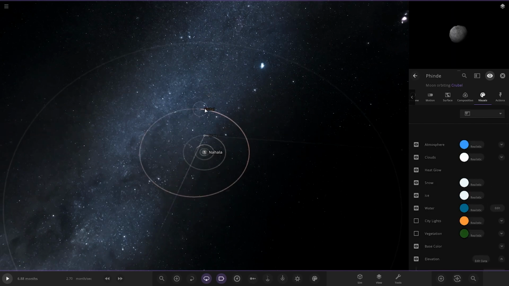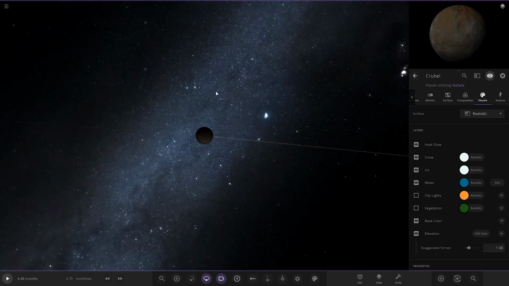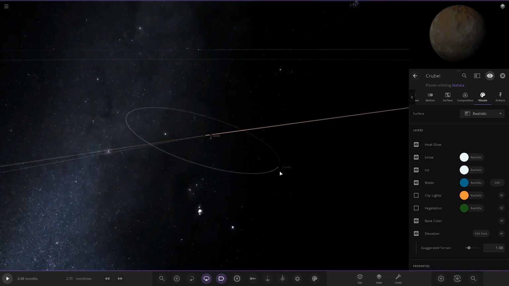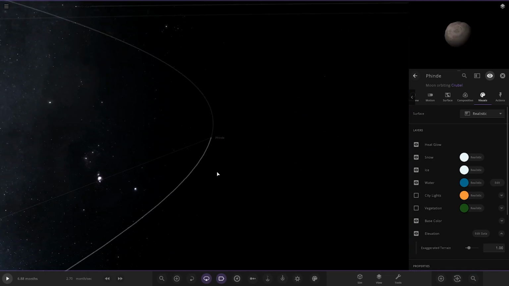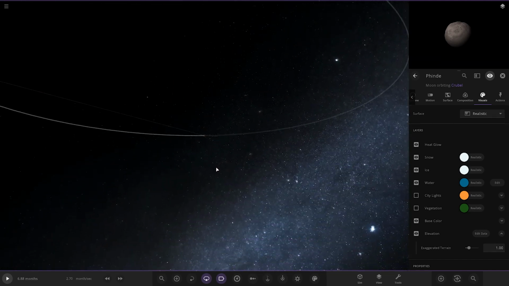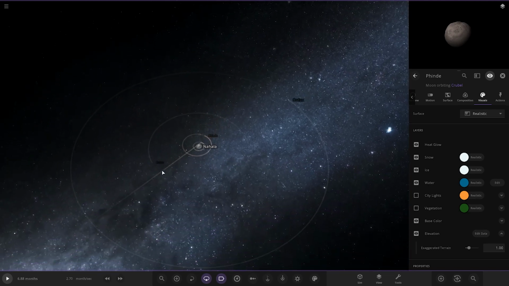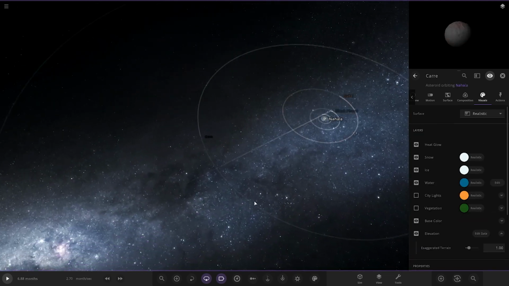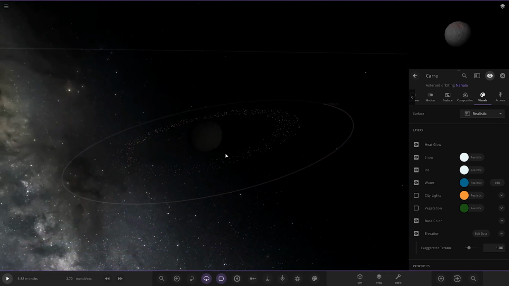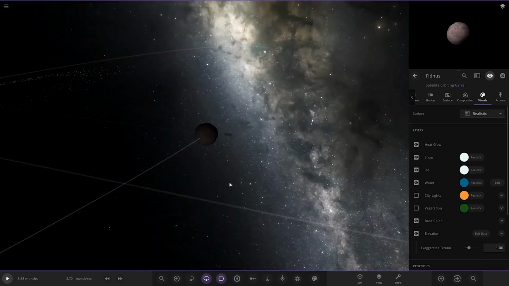Next up, we've got Krubel over here. Pretty default looking world as well. It's got one moon on it, a little asteroid moon there. Okay. Cool. Now moving further up, second to last objects, we've got Car over here. So obviously an asteroid with a ring system, and it's even got its own little moon as well. Hey, nice.